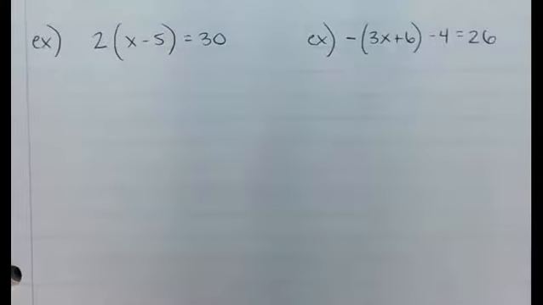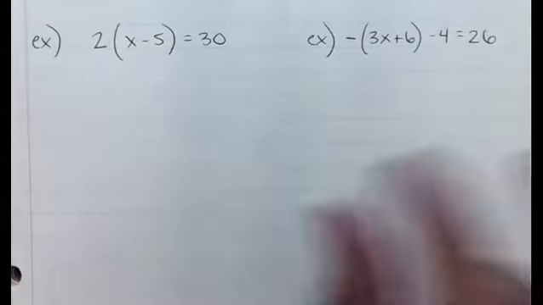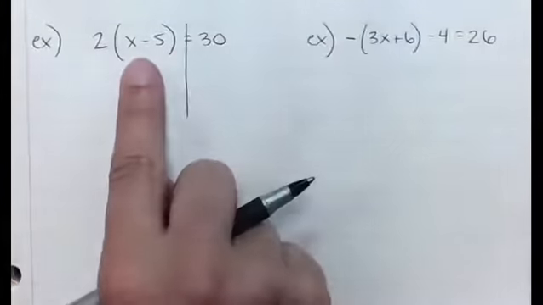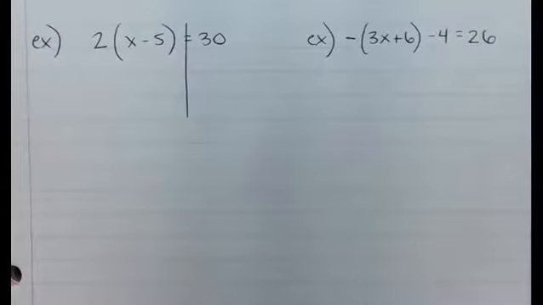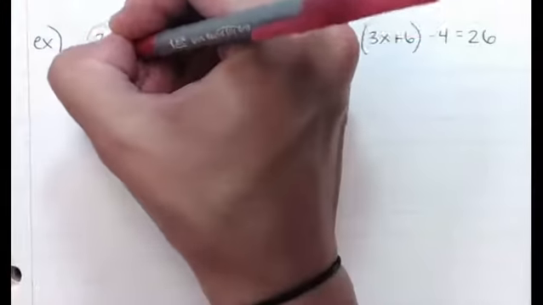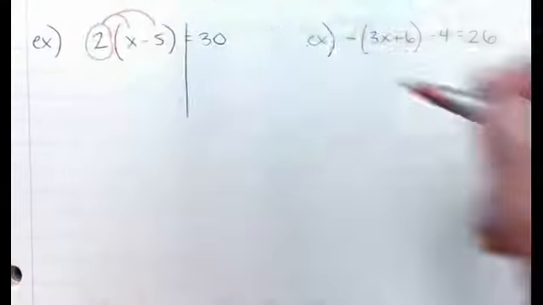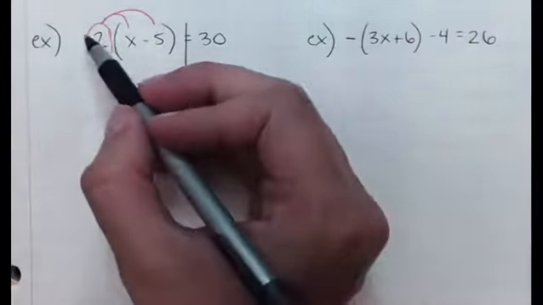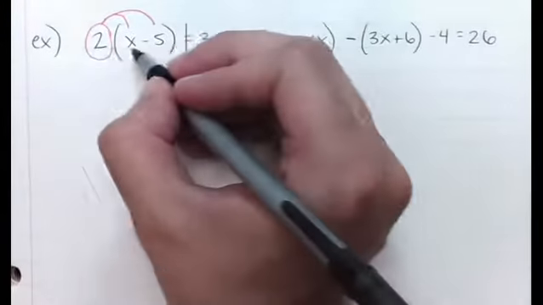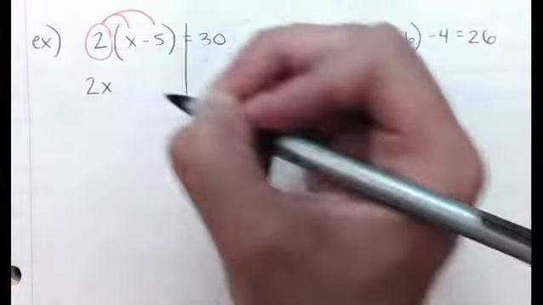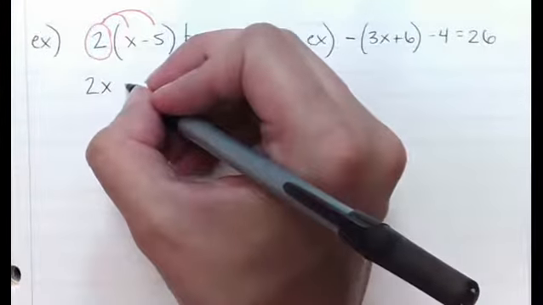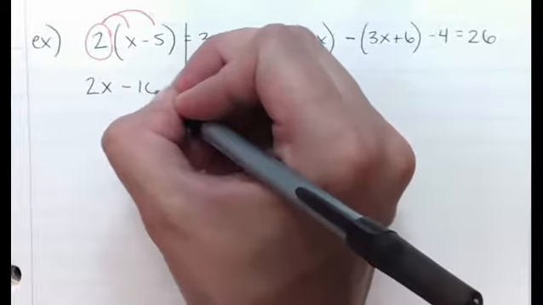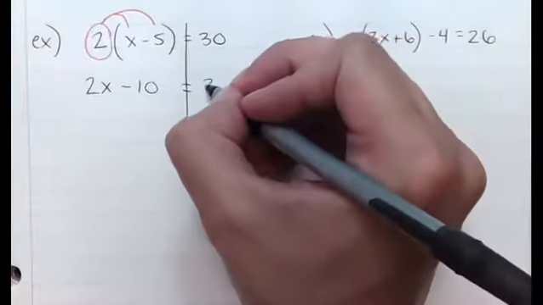Okay, so now that you've attempted the first one, maybe the second one too if you had extra time, I need to solve for x. So again, whenever we have these parentheses, I need to simplify that. So I'm going to distribute that 2 towards everything in the parentheses. So whenever we distribute, we multiply. So 2 times x is 2x. 2 times negative 5 is negative 10. And that 30 just falls down.